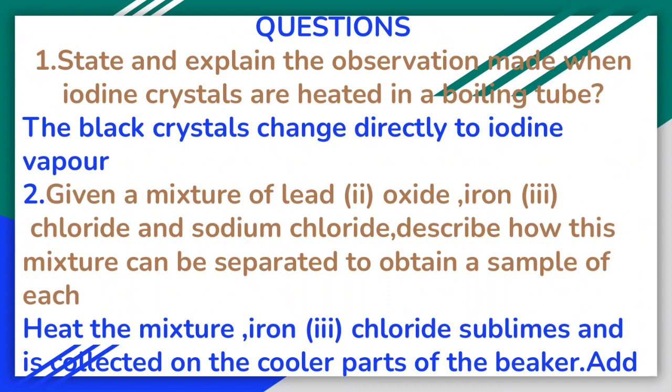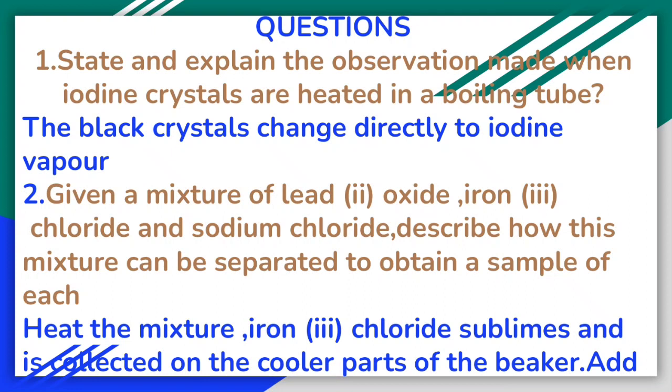So we've just discussed that the black crystals change directly to purple iodine vapor. Now, some books say black crystals, shiny black. Others say gray. So I think we shall stick with KLB, which says shiny black. Shiny black crystals change directly to iodine vapor.